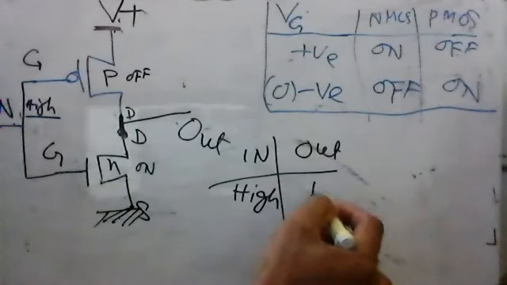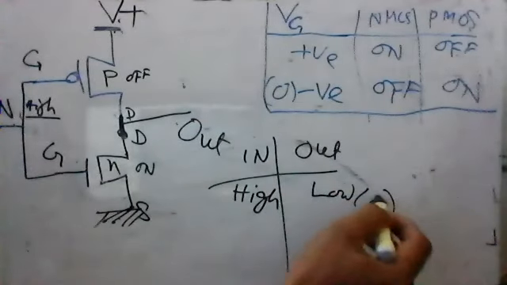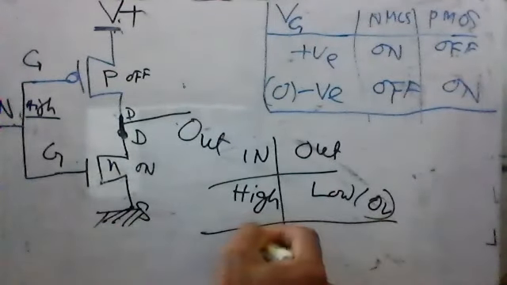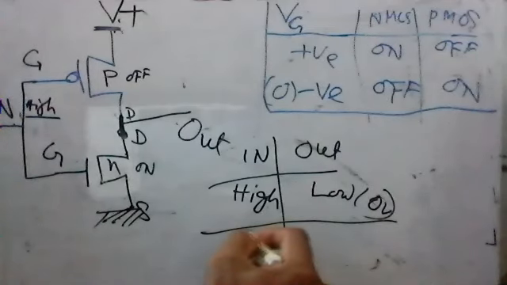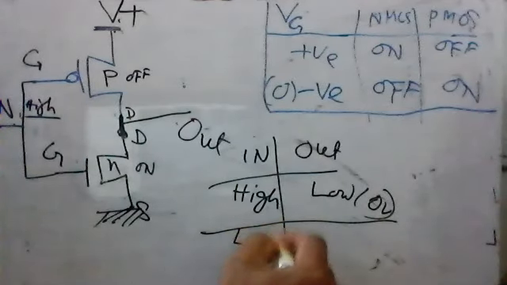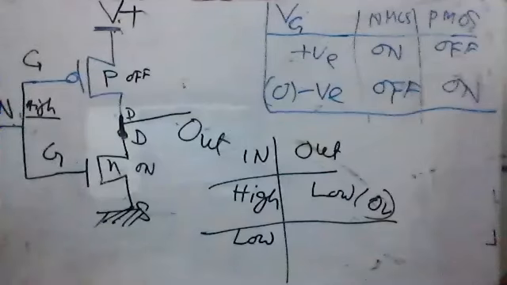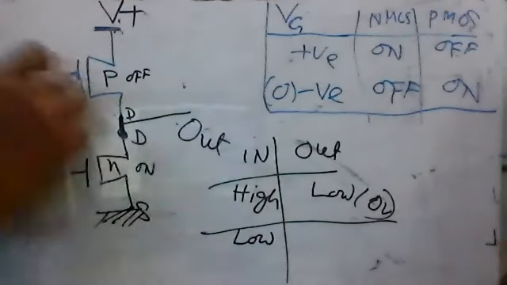So then the output will be low. Low means zero voltage. Ground is connected, 0 volt. And the next time we'll put a negative voltage or low voltage here. Low voltage this time.